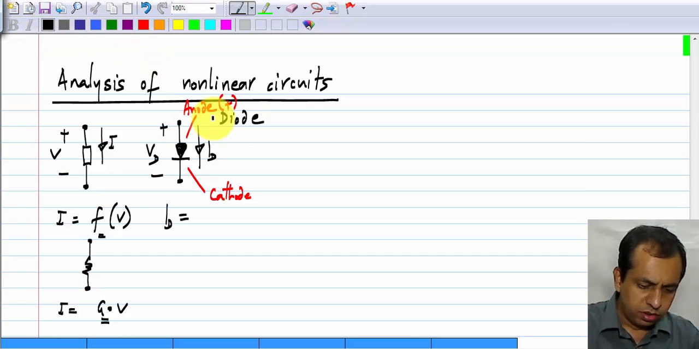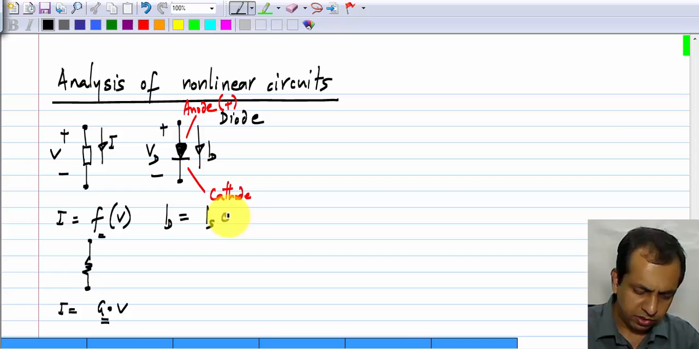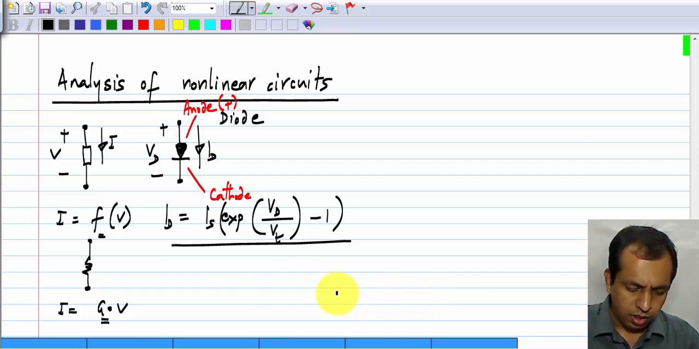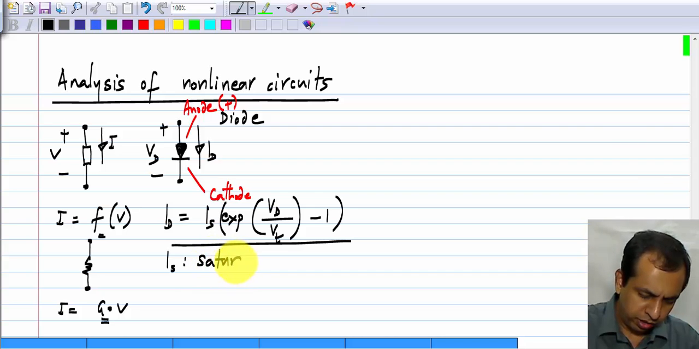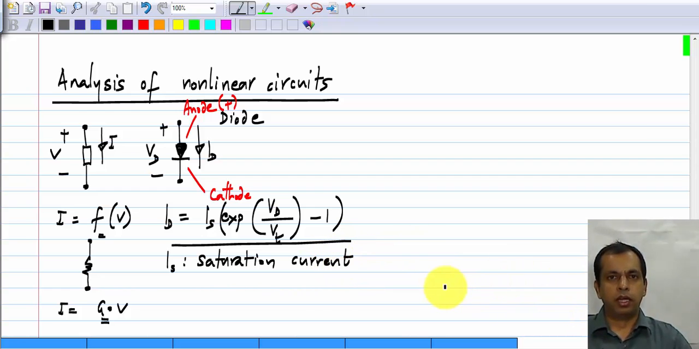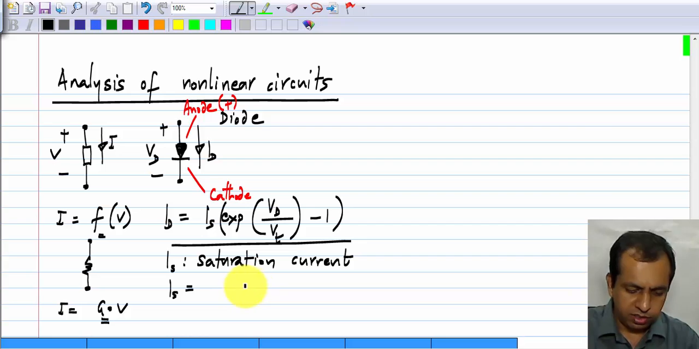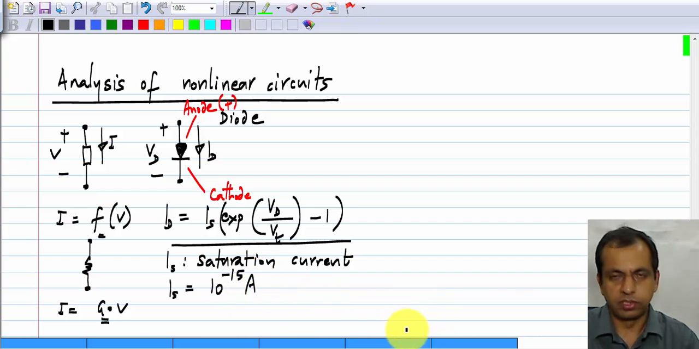So with this polarity, this ID will be Is times exponential of Vd divided by Vt, minus 1. Now this Is is called the saturation current. It's some property of the diode. It is somewhat similar to the conductance of the resistor. You can have resistors with different conductances. Similarly, you can have diodes with different saturation currents, and the saturation currents can vary widely, just like you can have a 1 ohm resistor or a 1 mega ohm resistor. But I'll just give you some value which you can find. This Is itself will be a very small number, 10 to the minus 15 amperes, let's say.